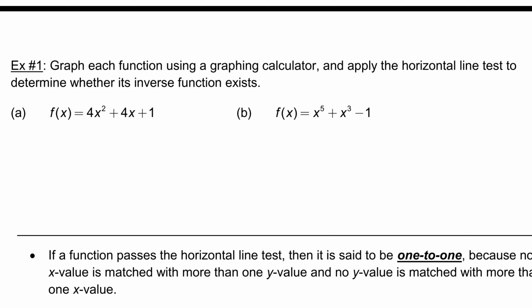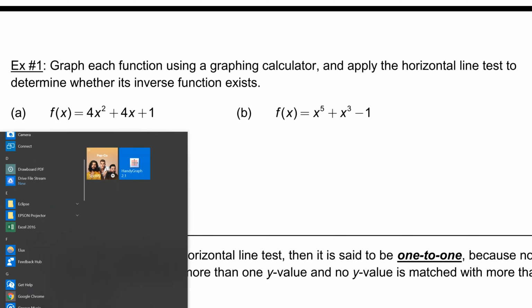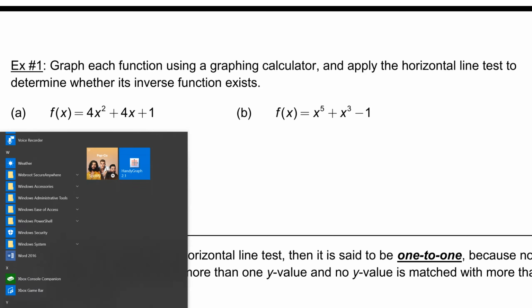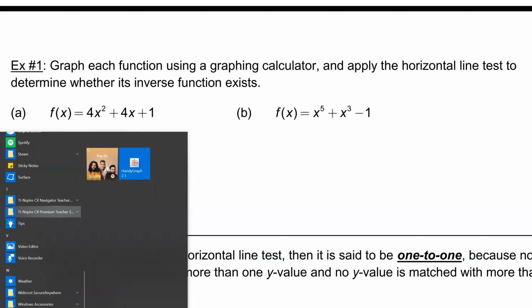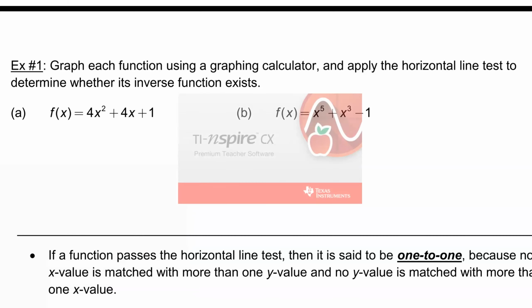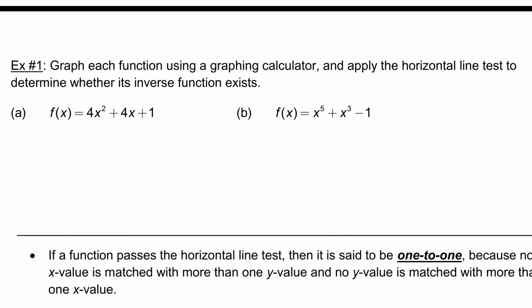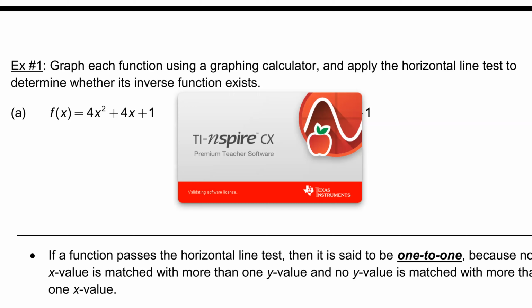1, 2, 3. Okay, it's a parabola. Does this pass the horizontal line test? No. See? Look at all this knowledge you have in your brain already. Didn't even need your calculator. We'll grab it anyway, just to prove it. Okay, so we know it's a parabola. We know it's not going to pass the horizontal line test.